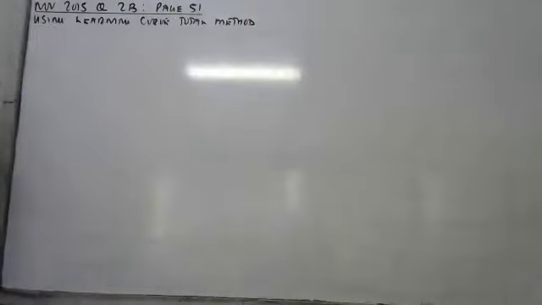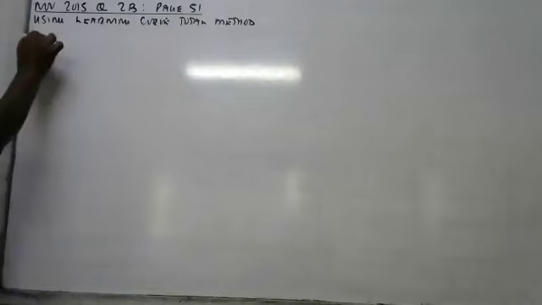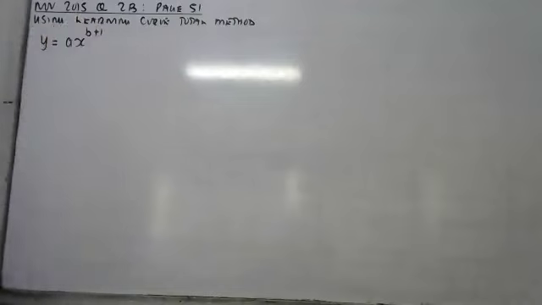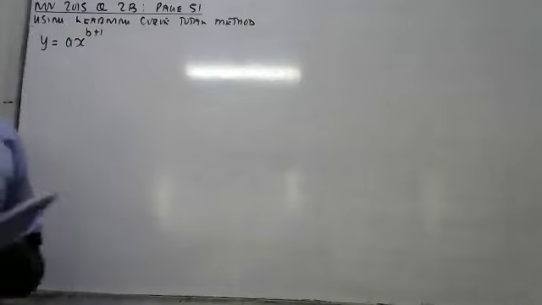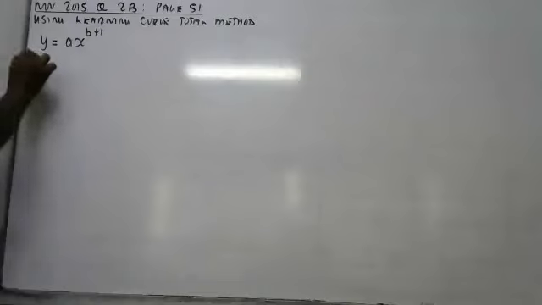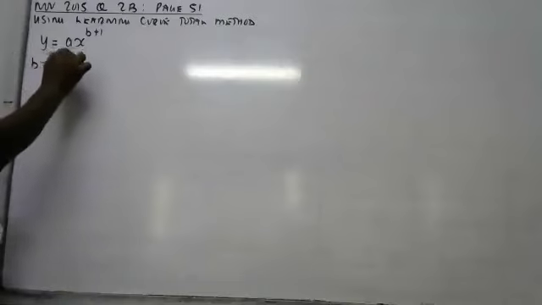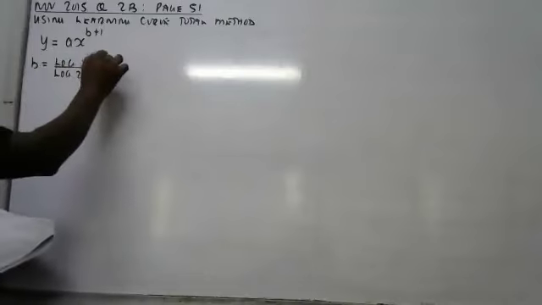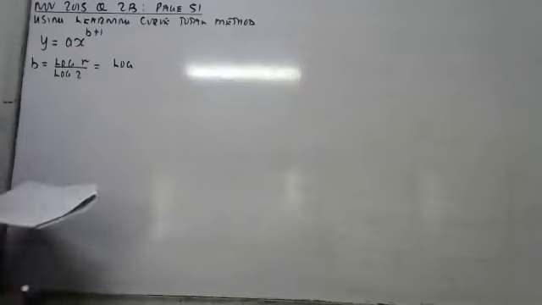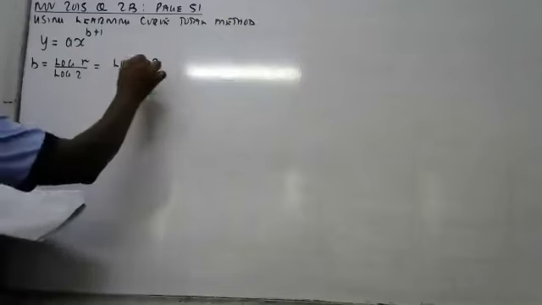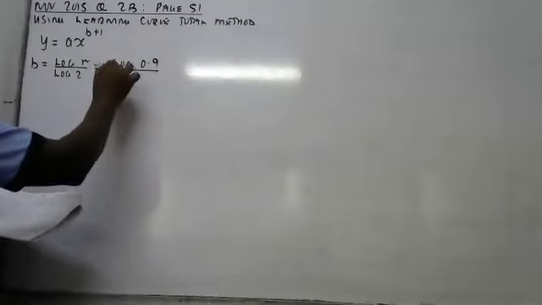So the first thing is to write the formula. Y is equal to AX raised to power B plus 1. We need to identify B. B we know so well is the log of R divided by the log of 2. So this will be the log of 0.9 divided by the log of 2.